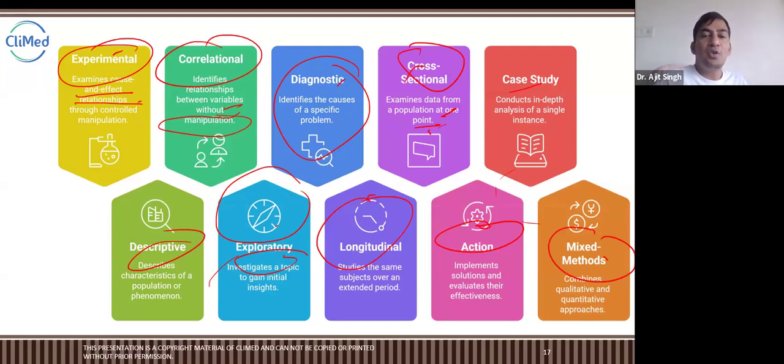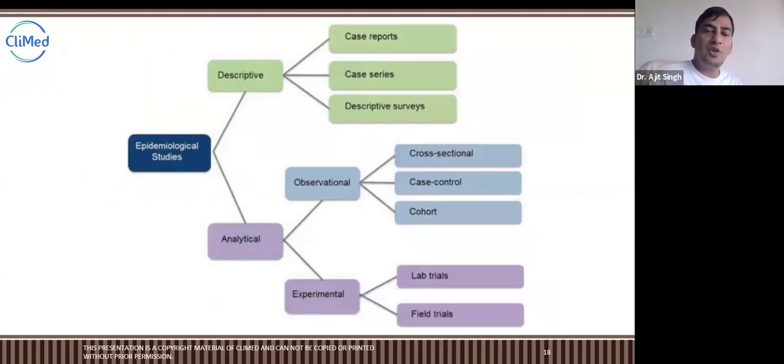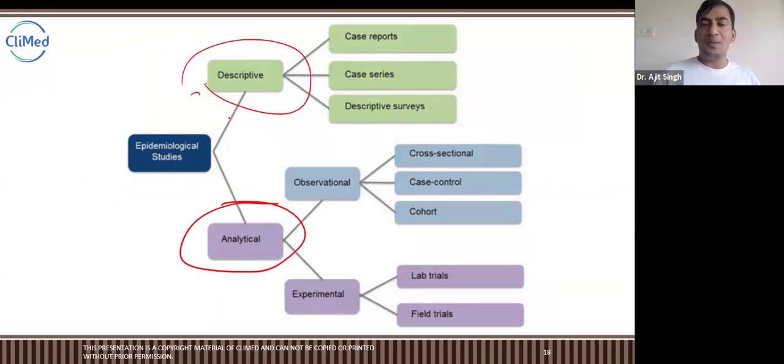So these are just the terms, but you must understand this is the actual thing we were talking about last time, and I have described it. There are two major types of studies: one is descriptive, one is analytical.